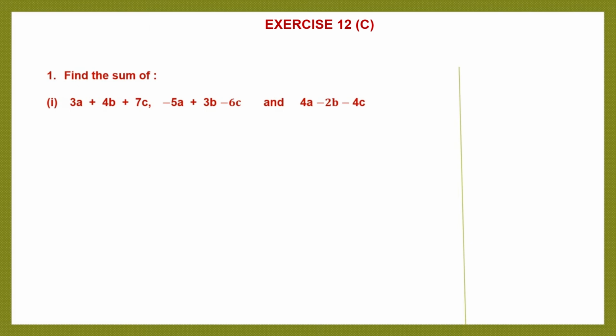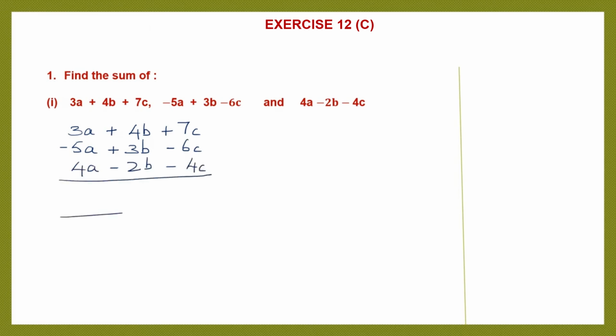So let's start arranging. The first one here we have is 3a plus 4b plus 7c. Then we have minus 5a. It should come along in the same order below a. All the a's, all the like terms are in the same column. Plus 3b minus 6c. Then we have 4a minus 2b minus 4c. So the first step is important: arrange them in order, like terms in the same column. Now first step here, let's put the plus sign for the numbers that don't have it.